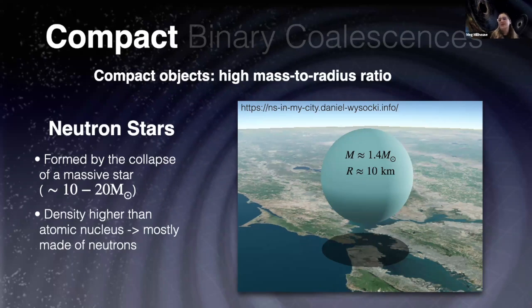And this is a great website where you can figure out what a neutron star would look like right above you. But these things are very dense. They are formed in supernovae when the core of a massive star collapses, and the density is so great that the protons and electrons are squeezed together into neutrons, hence why they are called neutron stars.